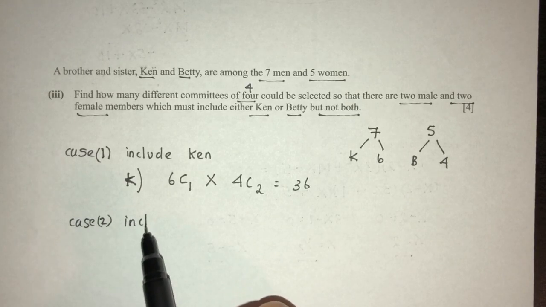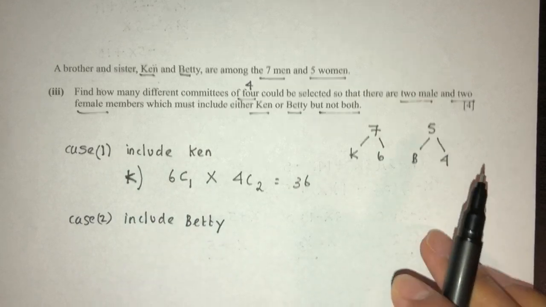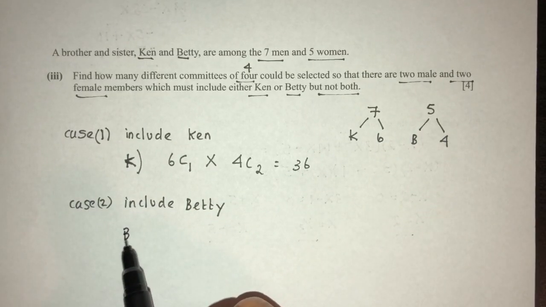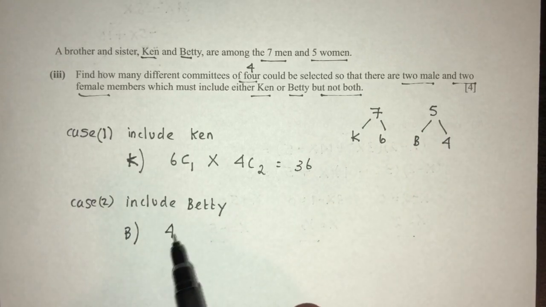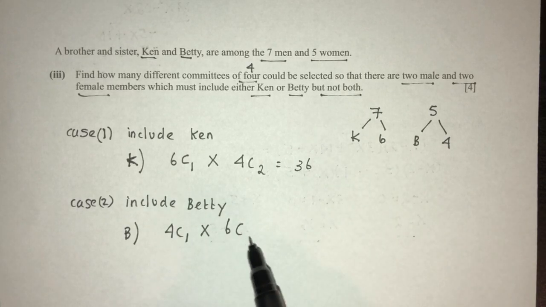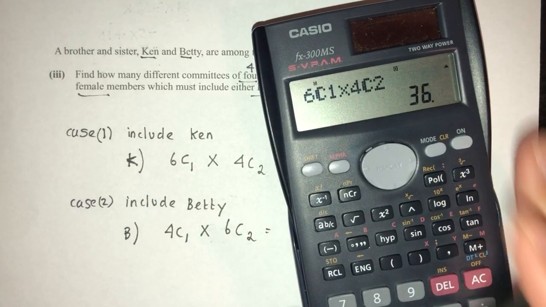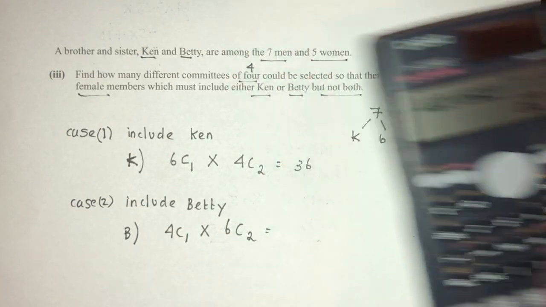Now case number 2, we include Betty. So we choose Betty, put Betty on the side, and then from the 4 girls remaining, we have to choose 1, times from the 6 men, we have to choose 2. So 4 choose 1 times 6 choose 2. That is 60.